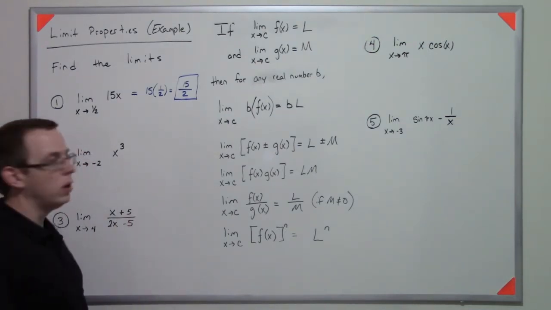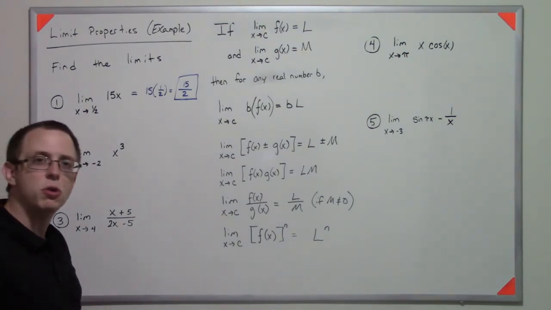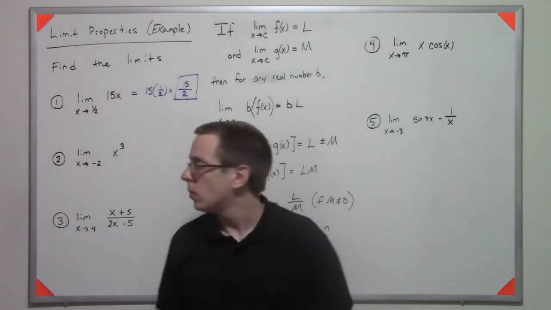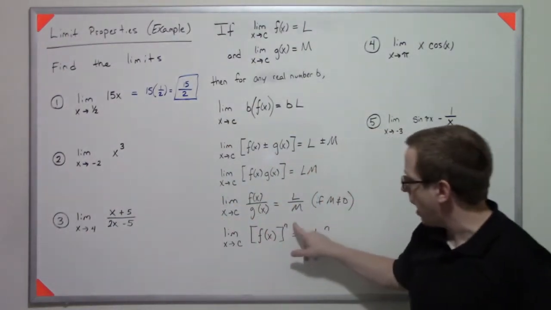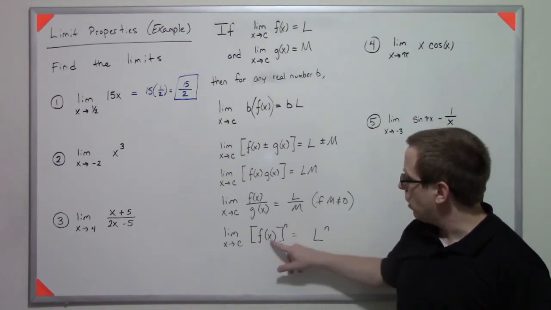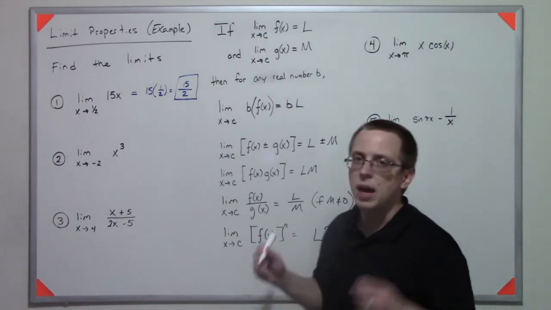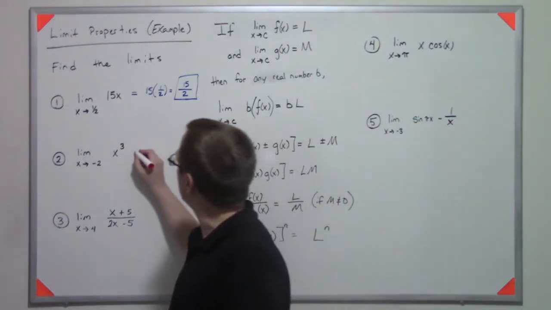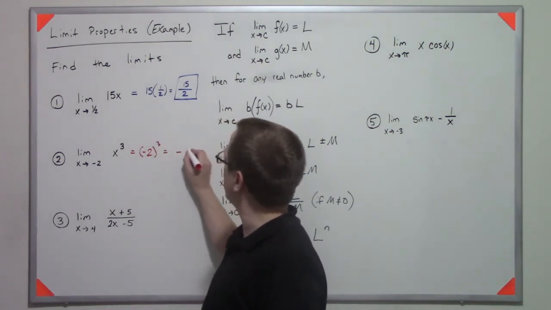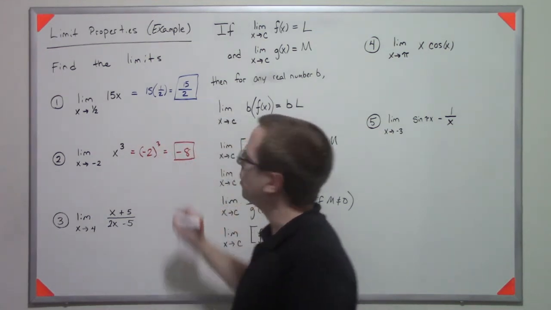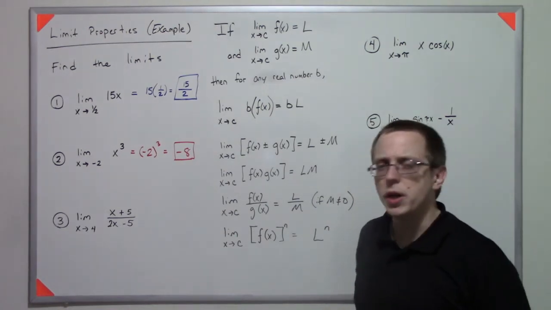Now over here, I have the limit as x approaches -2 of x cubed. So if I'm looking here at x cubed, well, that looks like x to a power. So what I'll do is I'll plug in the limit for f here, and then I'll cube it. So that's going to be -2 cubed, which is -8. The next one's a little trickier.